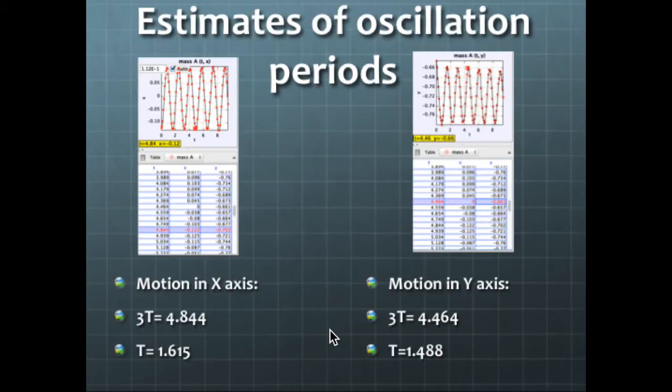Using the data obtained from Tracker, I determined an estimated period of oscillation from the Y position data and the X position data. As you can see in the graphs, the time period of the motion in the X-axis is smaller than the one of the motion in the Y-axis, meaning that the change in position in the X-axis is faster.